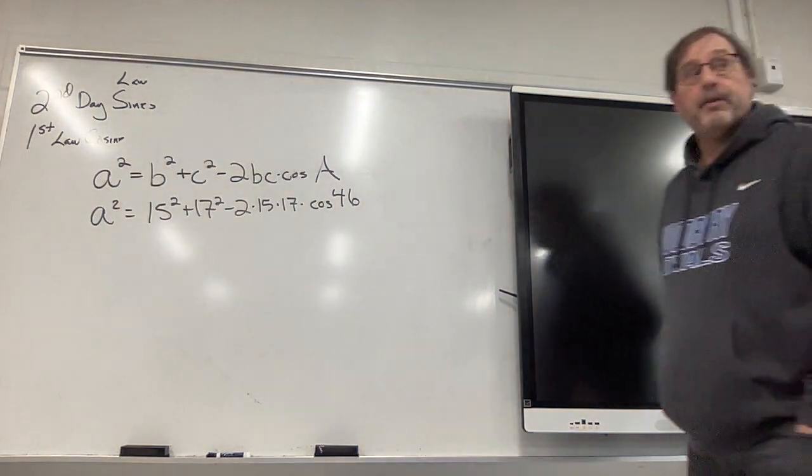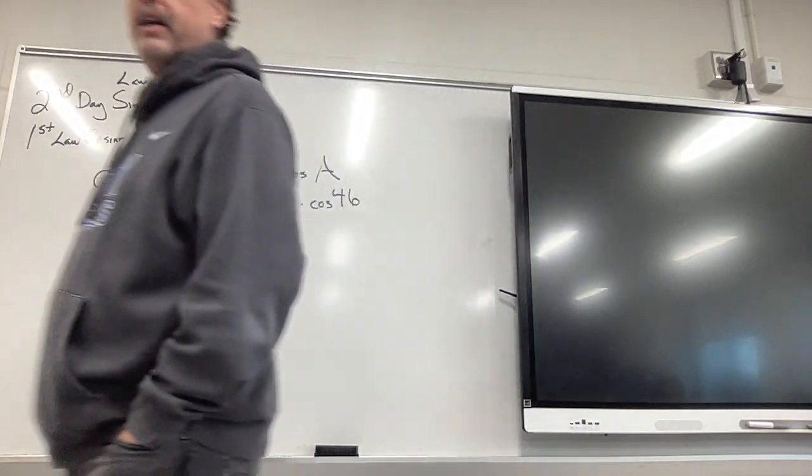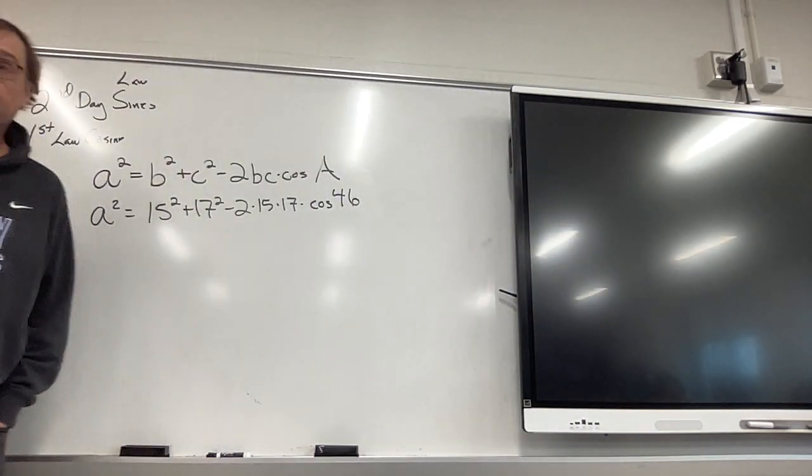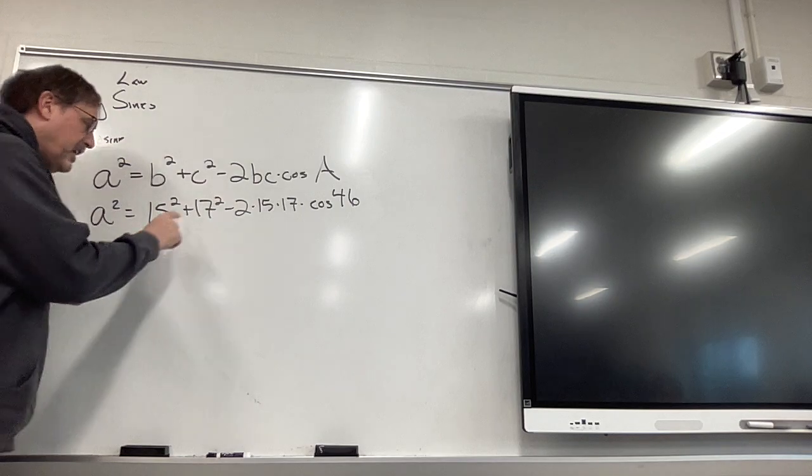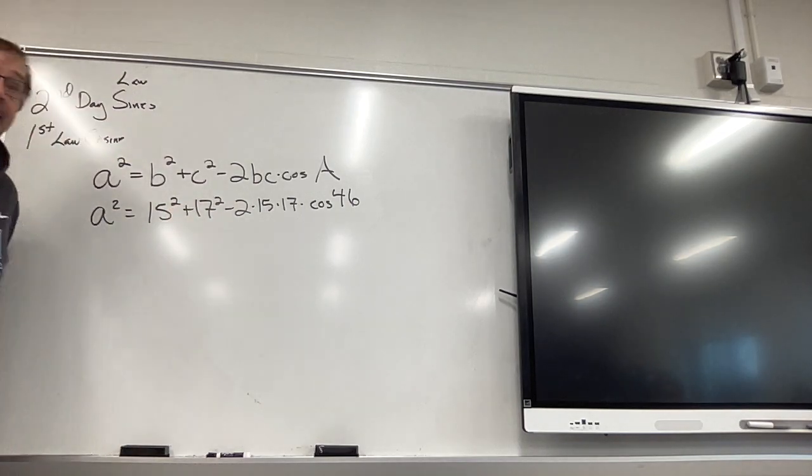Does it look like side A is about like 50 or 100 or 200 or 500? What did you get? 159? I got 159. Hey, hang on, that makes no sense. One of the sides is 15, one is 17, is the other 159?